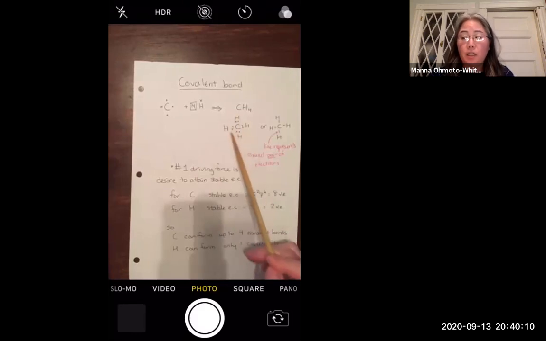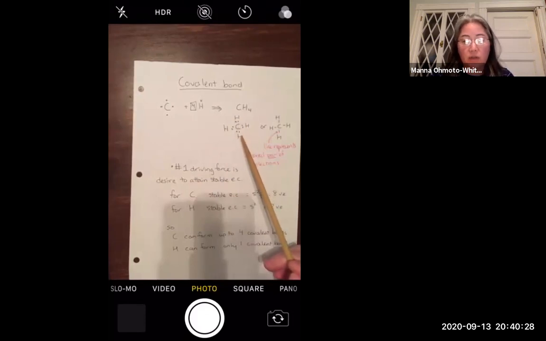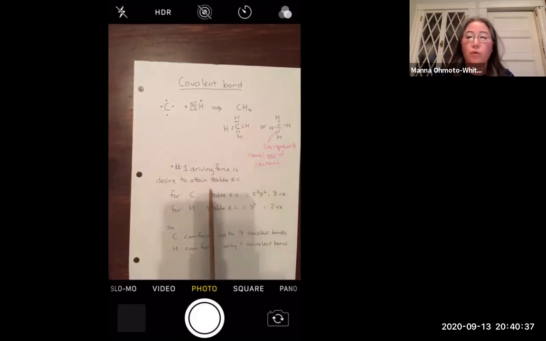So now if carbon looks around itself, it sees that it has 8 valence electrons. It has a stable electron configuration, even though it's counting some of hydrogen's as its own. It doesn't matter. Hydrogen also can look around itself and see that it has attained a stable electron configuration of 2 valence electrons. So each of them has achieved a stable electron configuration. And remember that that's the #1 driving force. Anytime you have any sort of interaction, the reason you have that interaction is to attain stability.